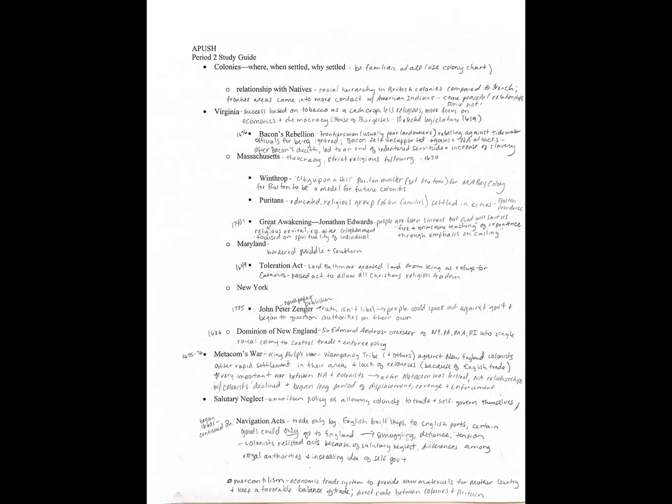Mercantilism. Mercantilism is an economic trade system that would provide raw materials for the mother country and keep a favorable balance of trade. It really kept this direct trade route between the colonies and Britain. And that mercantilist system is exactly what Britain wanted to keep control of.